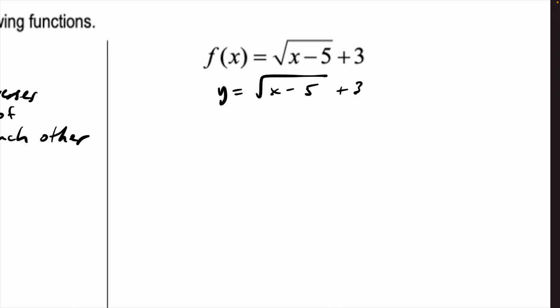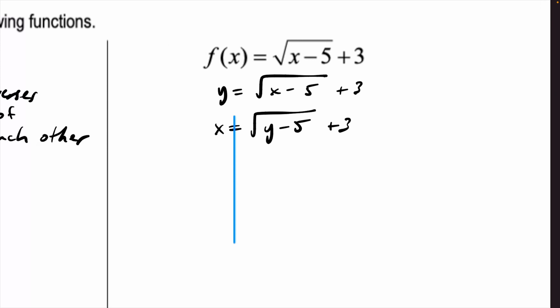And then the inverse of subtraction is addition. So I would expect it to have plus 5 somewhere, right? And then what's the inverse of square root? Squared, right? So I would expect it to have a squared somewhere. Okay, that's how you can check your answers. So let's flip x and y, and then solve.